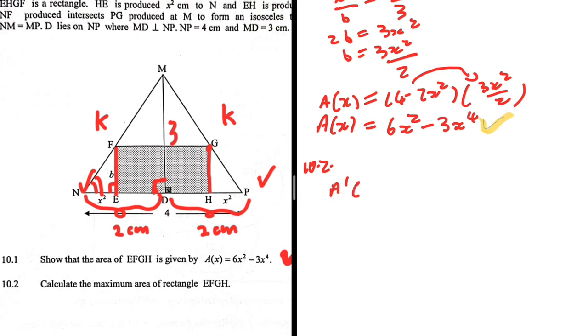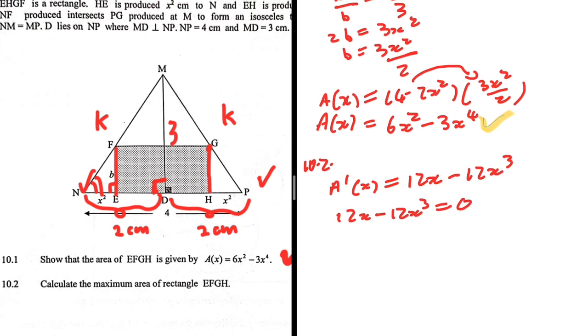So A prime of x, let's differentiate from the get-go, will be equal to 12x. And then 3x to the power 4. If we differentiate 3 multiplied by 4, that gives us 12, and then x to the power 3. So we need 12x minus 12x cubed to be equal to 0. We differentiate and we want to find the maximum.